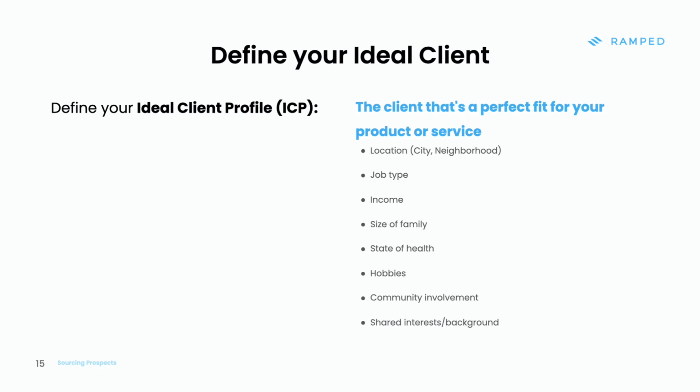Some common examples of attributes could be location, right? The city or neighborhood they're in, the type of job they have or industry they work in, what kind of income size does that job or industry have? What is their family size? What is the state of their health, right? What are their hobbies? Do they engage in community events? And do you have shared backgrounds or interests?